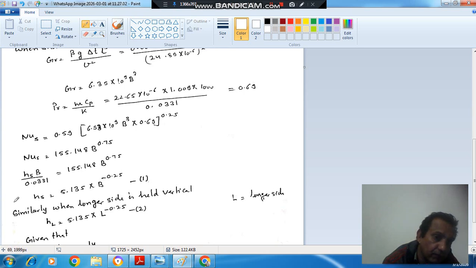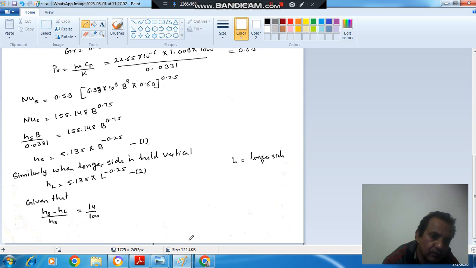Now if we keep the longer side vertical, then the convective heat transfer coefficient will be calculated in the same way, but here B is replaced by L and the expression would also be the same, that is 5.135 into L raised to the power minus 0.25. Okay, so now it is given that the convective heat transfer coefficient for the shorter side is 14% more than the longer side convective heat transfer coefficient.